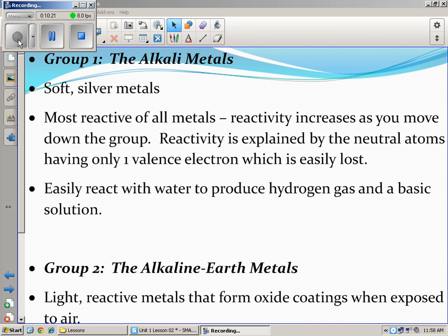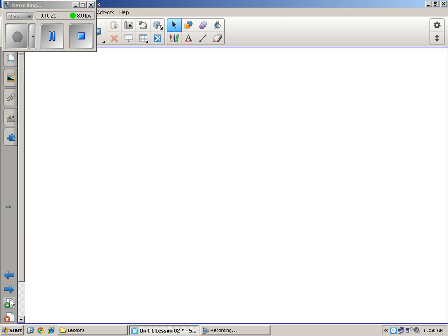Soft and silver. Let's talk about why reactivity increases as we move down. So let's get a little chart out here. Apparently a lot of you have done Bohr diagrams before, eh? It's true? Good. And if you haven't, don't worry about it. We'll do it again on Tuesday probably. But Bohr diagrams, let's take a look at something here.